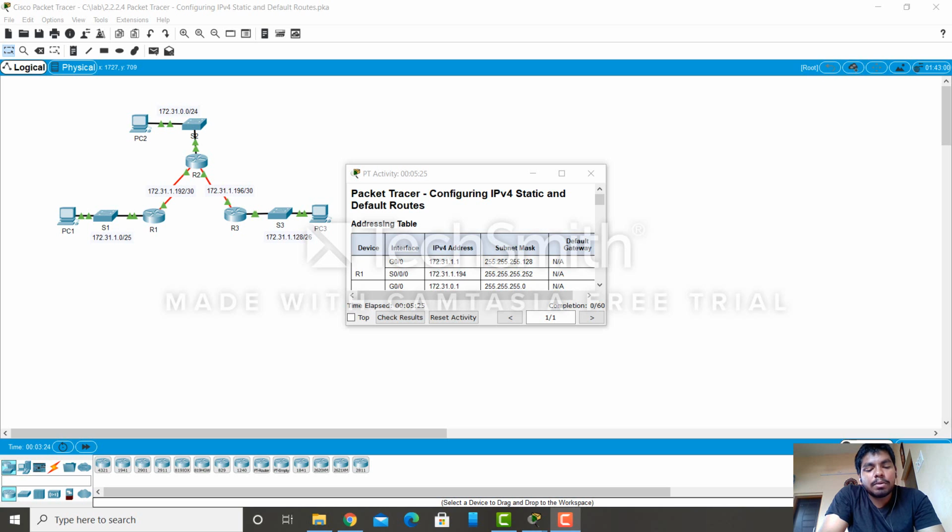Now I need to explain about the procedure. The procedure is the main thing: how to do the experiment and how to explain the experiment. The procedure of this experiment is to configure the addressing of the host PCs. These are the host PCs: PC1, PC2, PC3. Configure the router interfaces. These are the router interfaces, 1, 2, 3.